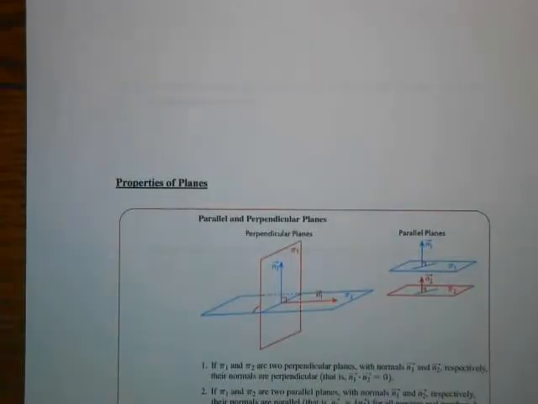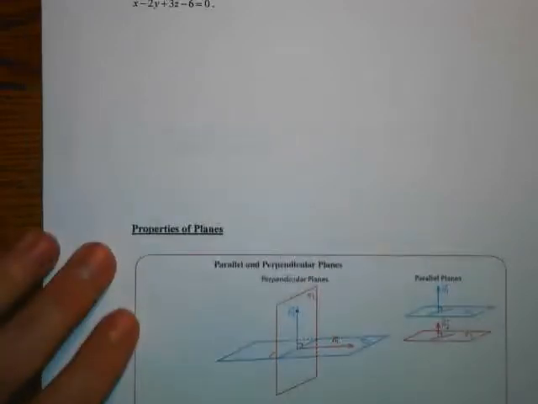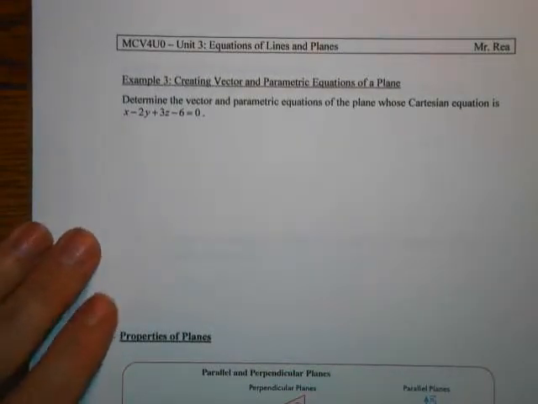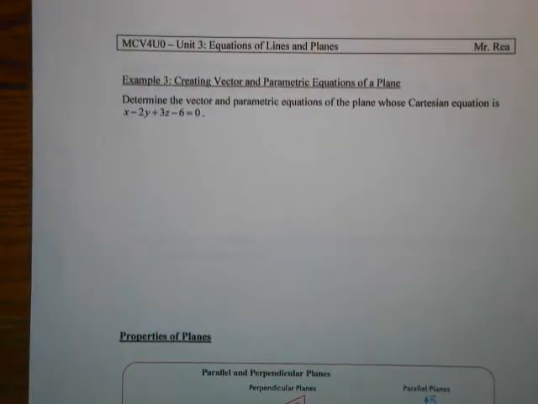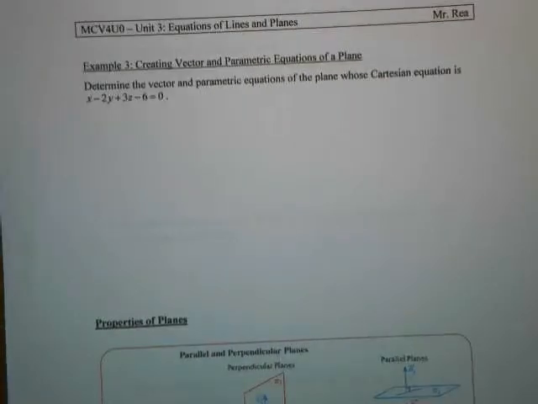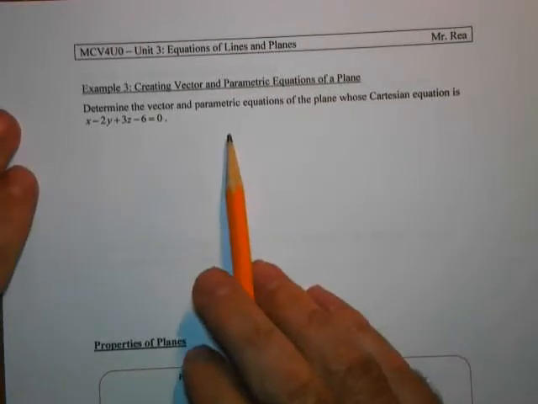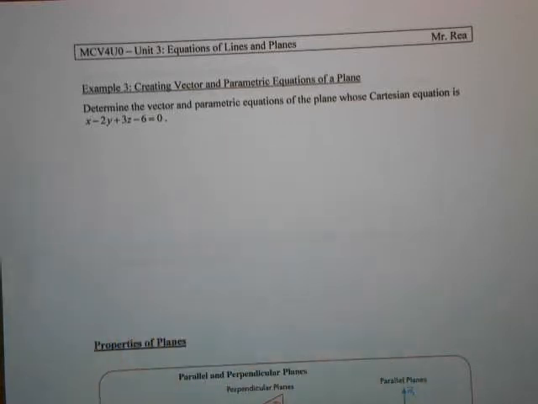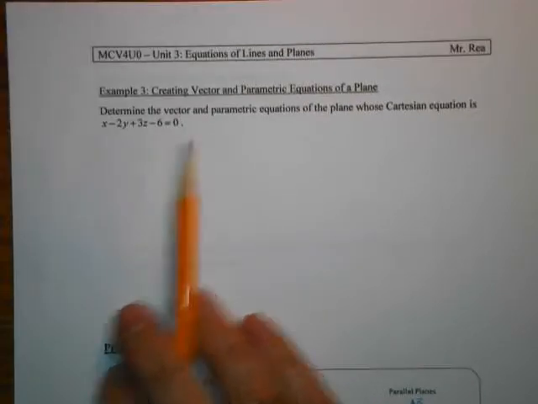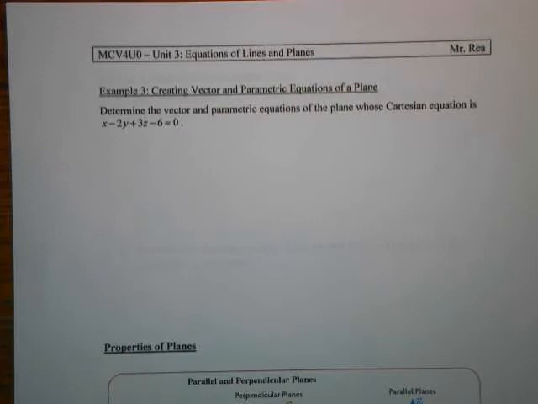Okay, example 3 says determine the vector and parametric equations of the plane whose Cartesian equation is given there. Okay, so this is going the opposite direction. Our first question, they gave us the vector equation, and we were asked to create the Cartesian equation. So now it's the opposite. Here's the Cartesian equation. What's the vector equation?